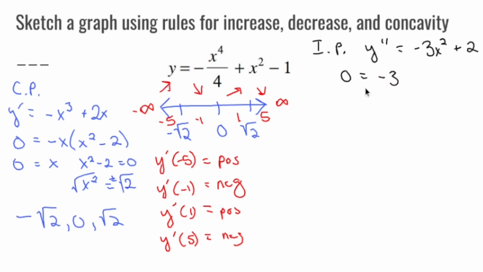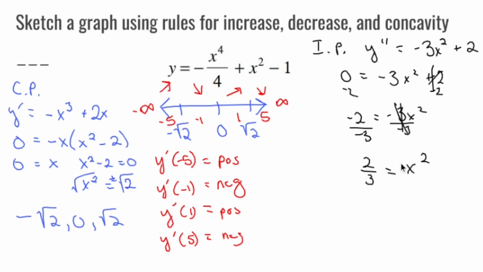No, let's not factor out a -3. Let's just leave it like that. Factoring out a -3 gets me nowhere. I could subtract 2. -2 is equal to -3x squared. Divide everything by -3. I get 2/3 equals x squared. Square root both sides, positive or negative, and my inflection points exist at negative square root of 2/3 and positive square root of 2/3, like that.